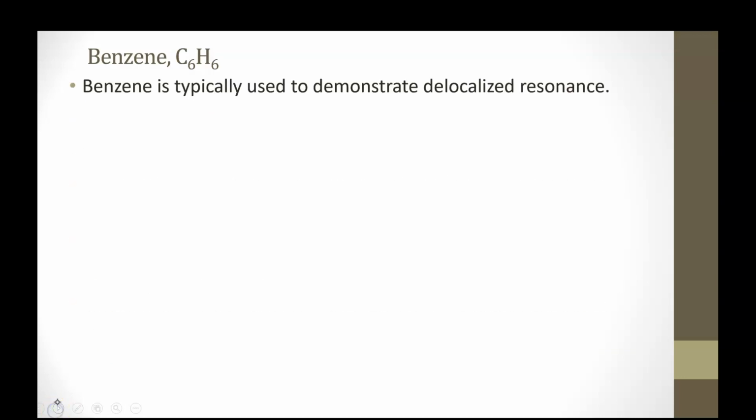Now, benzene is a little bit weird. And this is where we're going to talk about something called delocalized resonance, and it applies anytime you have something that has resonance. If you try to draw the Lewis structure of this, you have 6 times 4, you have 30 electrons to draw. If you try drawing it this way, you can't do it. You don't have enough electrons.